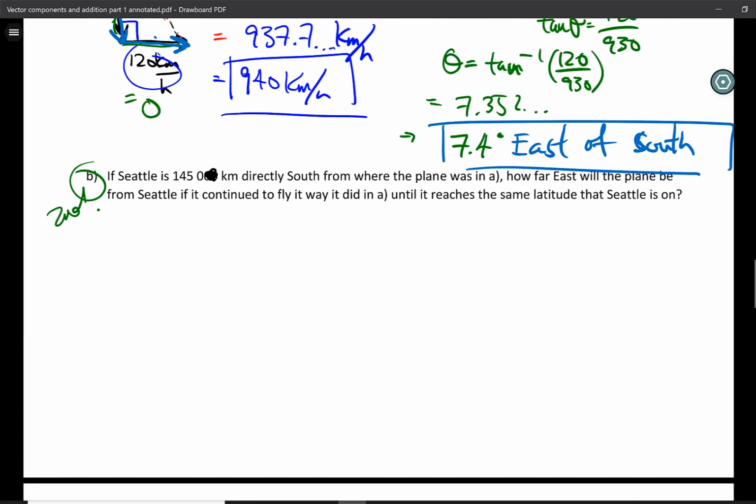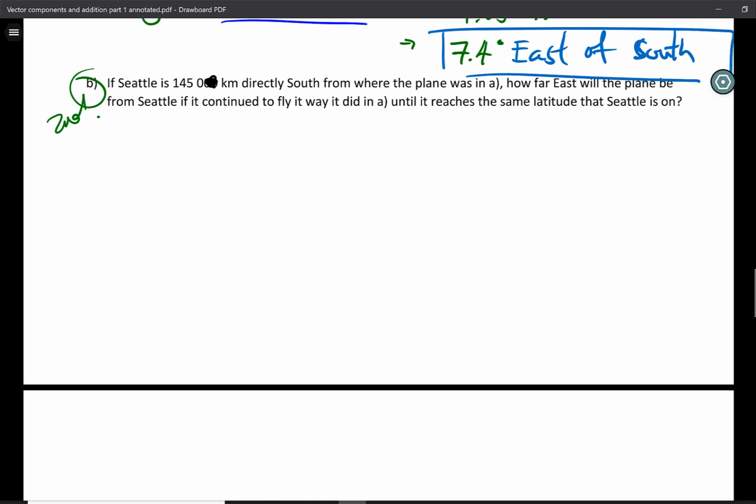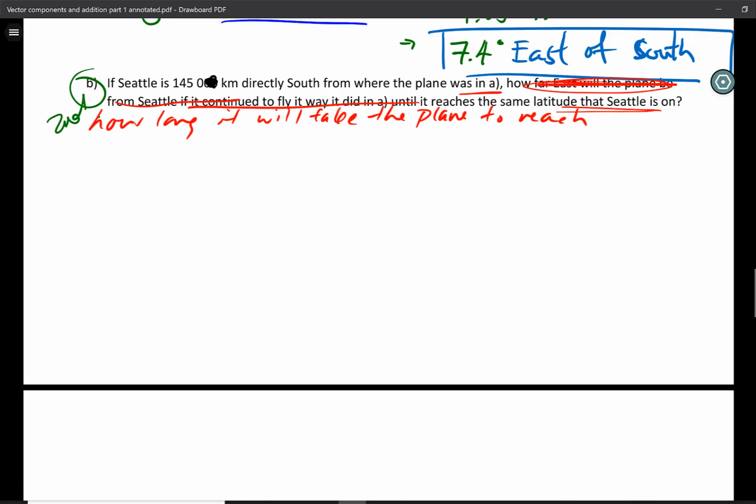Now, before I delve into this problem, first things first, I need to make a few changes to this problem. Seattle is going to be south from directly where the plane was in A, but instead of asking how far east the plane will be, I'm just going to ask you for how long it will take the plane to reach the same latitude that Seattle is on. Now, if that's not clear to you what that means, let me just draw a diagram.